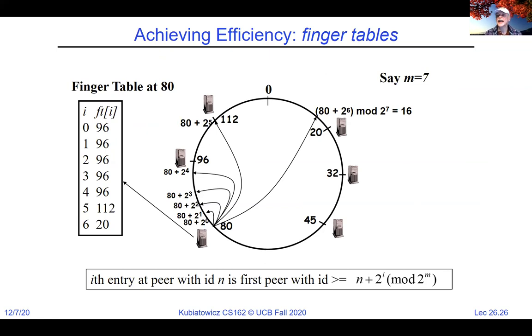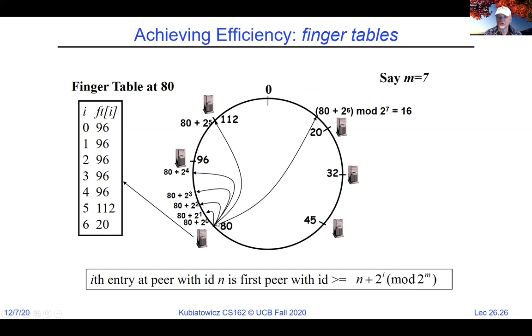So if you look here, the question is how do we make sure that we have better than order n? Better than order n is the following. Rather than just keeping track of nodes forward and backward, we're going to keep track of our current position plus one, our current position plus two, plus four, plus eight, plus 16, and so on.